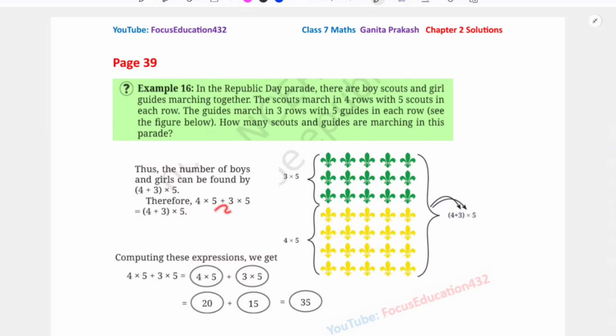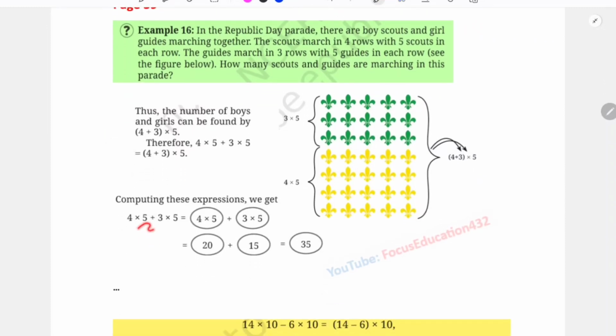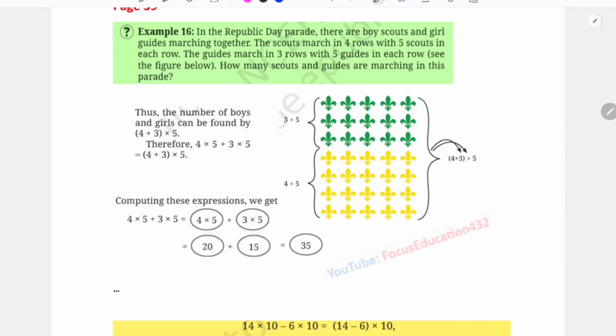Last example, this is the same. The number which is repeating in both terms is taken outside. Then in the bracket you write 4, then plus, then write 3. If there is a minus in the middle, then you write minus here. Same thing. So computing these expressions, 4 times 5 plus 3 times 5: 4 times 5 is 20 and 3 times 5 is 15. So 20 plus 15 is 35.